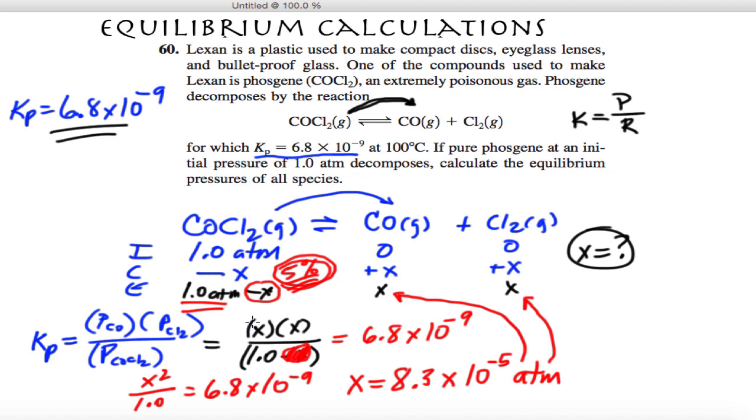That is a very typical problem. This is something you're going to see quite a bit on the AP test, and you'll see it a lot in the remainder of the equilibrium section. So make sure you pay attention to this one, and if you need to, watch it again or ask some questions in class.